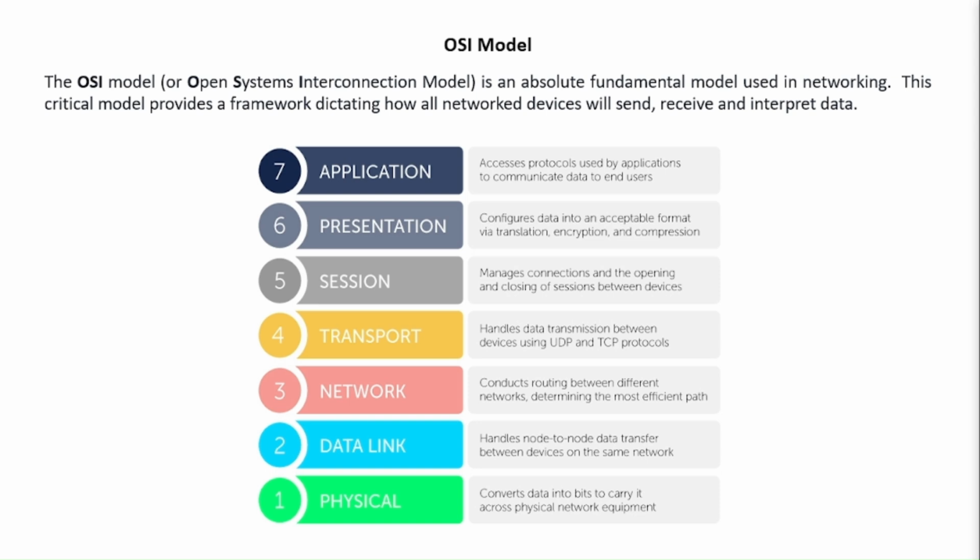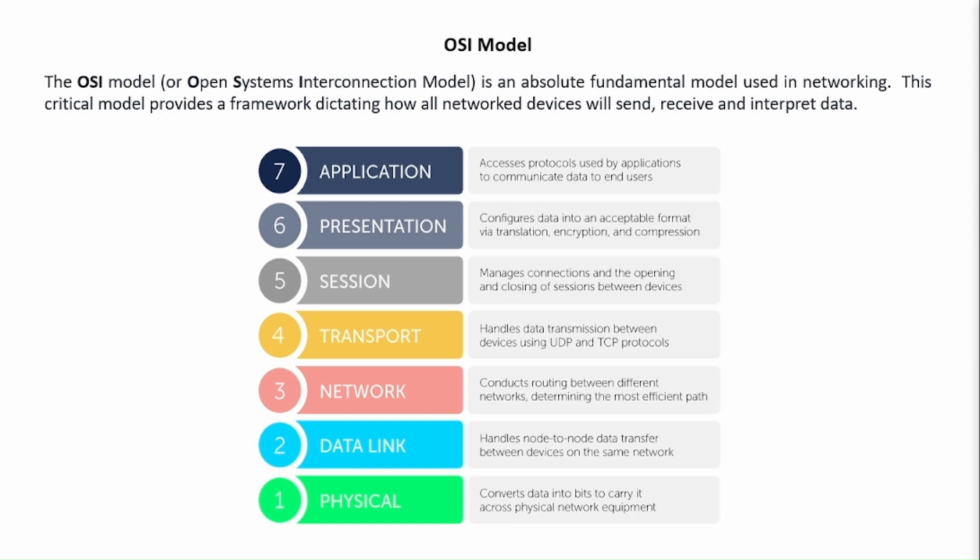Next is the presentation layer. The presentation layer is also called the translation layer. The data from the application layer is extracted here and manipulated as per the required format to transmit over the network. And last is the application layer.